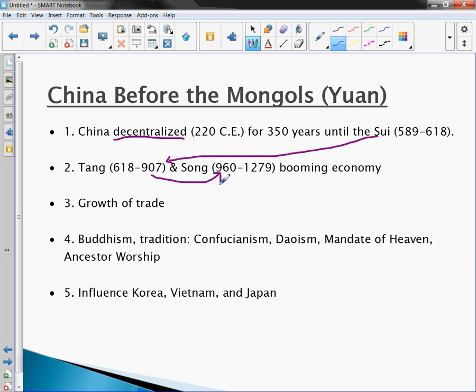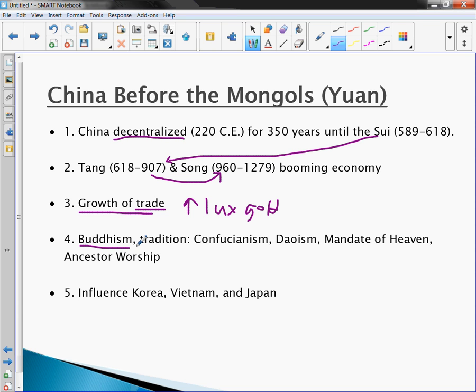And this fluid movement of power really allows China to maintain a booming economy with improved agricultural production and technological innovations, which means that trade outside of China and within China, but really dominantly outside of China, really grows. And there's a high increase in the desire for luxury goods. That's what's funding most of that trade. A luxury good would be something similar to silk or porcelain. Probably the most important import from this time period is Buddhism.